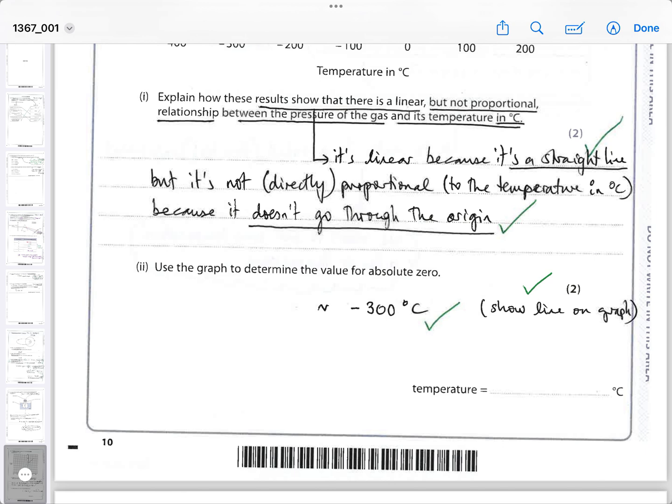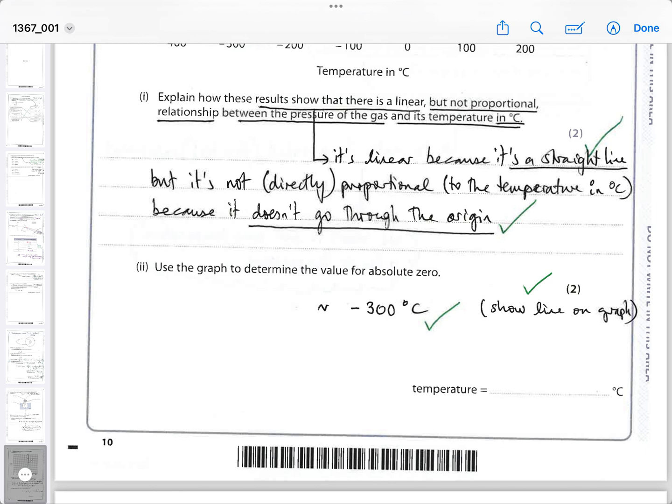And obviously it's between the pressure of the gas and the temperature of the gas on the two axes. So it's linear because it's a straight line. That's all you've got to say. It's a straight line, but it's not directly proportional. I put directly in brackets because they haven't used directly, because it doesn't go through the origin.